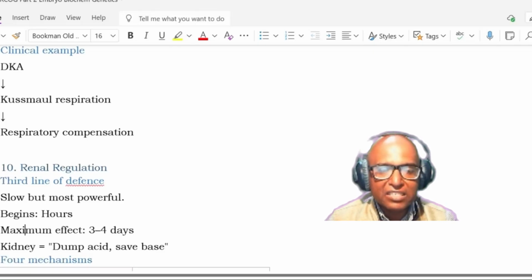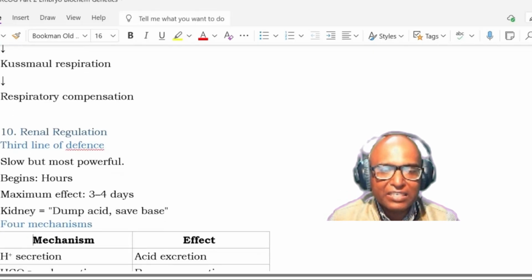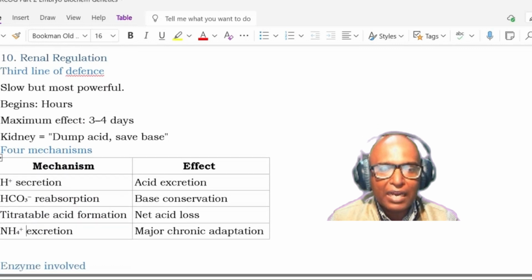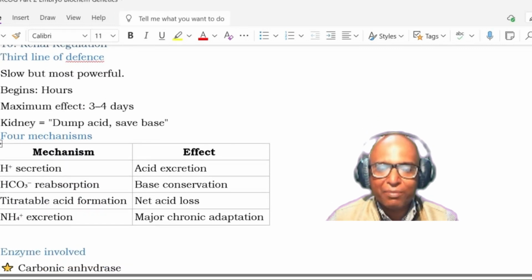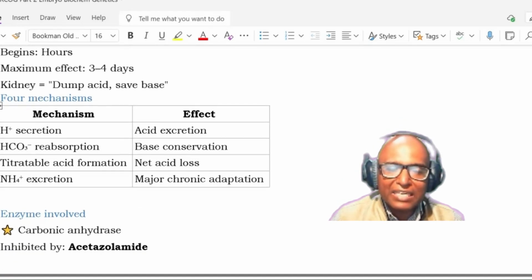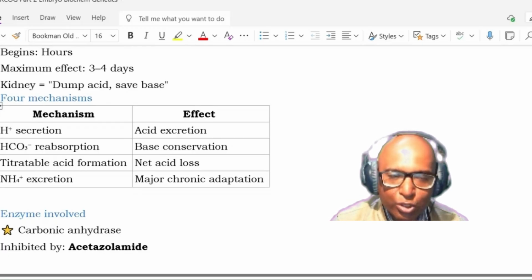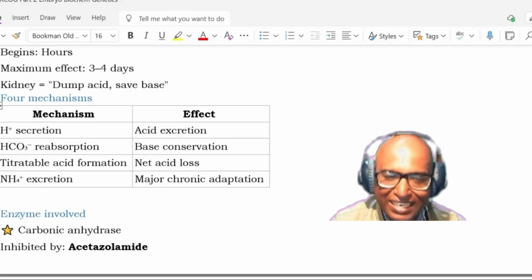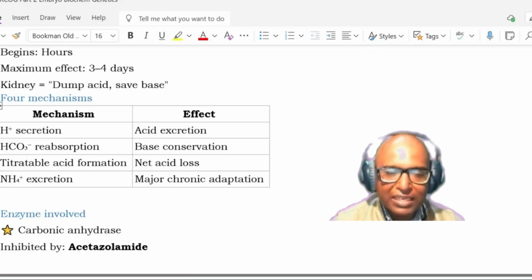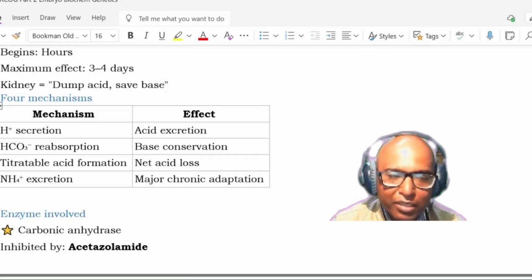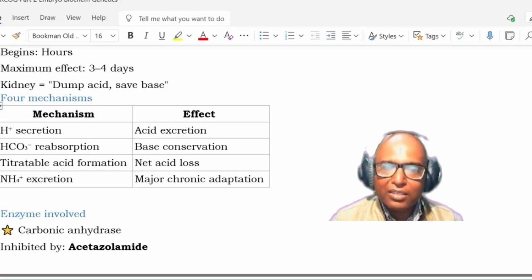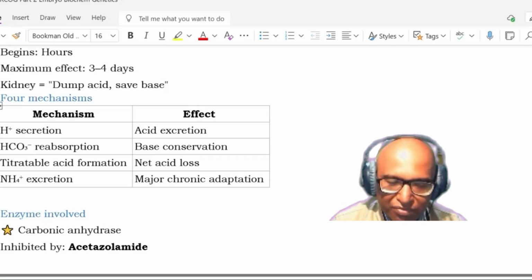It begins in hours, the effect is seen in 3 to 4 days, and the kidneys will dump the acid but save the base. So what are the mechanisms by which the kidney acts? It will secrete the hydrogen ions, so there will be acid excretion. That is one mechanism. Second, it will reabsorb the bicarbonates, so that will be the base conservation.